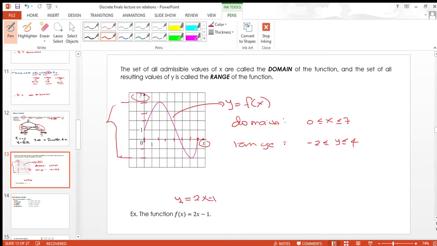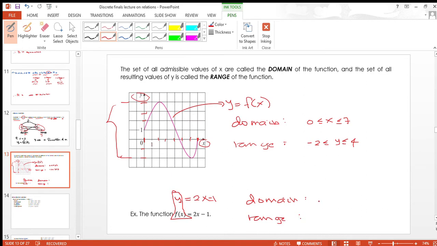Pareho lang ibig sabihin yan. Remember, we are coming from y equals f of x. So if f of x is 2x minus 1, that's just the same as y equals 2x minus 1. So normally, a function is represented by an equation. So in this example, if we are again after the domain and the range.